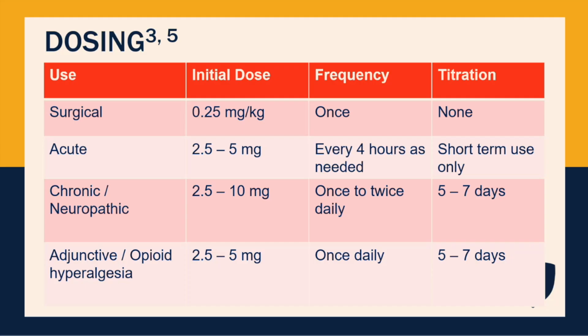For adjunctive or opioid hyperalgesia, you generally use those lower doses of 2.5 to 5 milligrams, generally once a day, and again, titrate every 5 to 7 days. Contrast these doses with those used with opioid use disorder, which generally can be much higher, in 100 milligram or more increments.